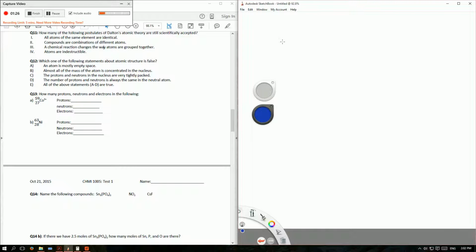Now, C, protons and neutrons in the nucleus are very tightly packed, so it's the same thing I've represented on the board before like this. Right? So there's the protons and neutrons, and the electrons are going around the nucleus. But that's how it is. Protons and neutrons are packed in the nucleus. The number of protons and neutrons is always the same in a neutral atom. So this isn't true as well.